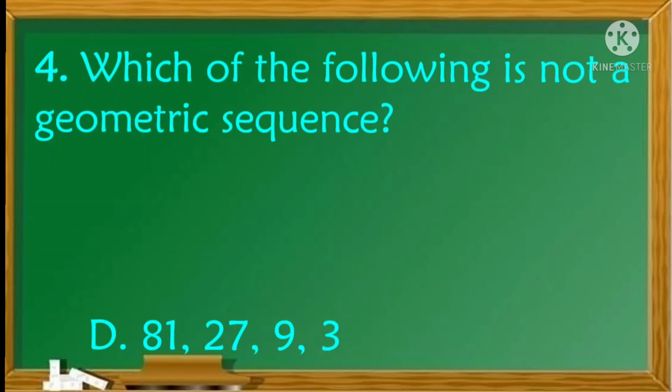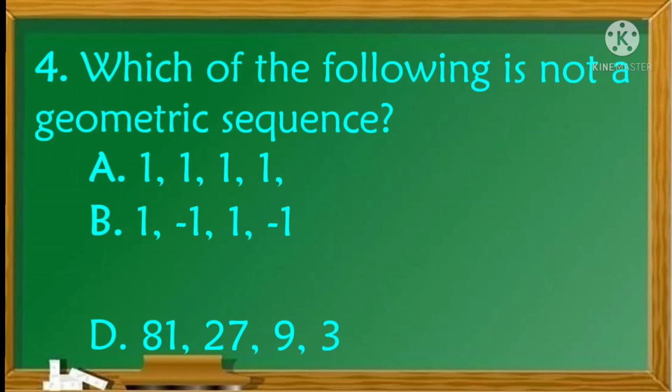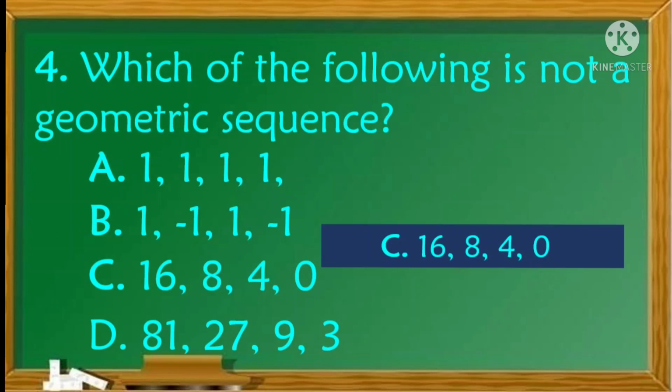Which of the following is a geometric sequence? A. 1, 1, 1. B. 1, -1, -1. C. 16, 8, 40. D. 81, 27, 9, 3. The answer is C. 16, 8, 40.